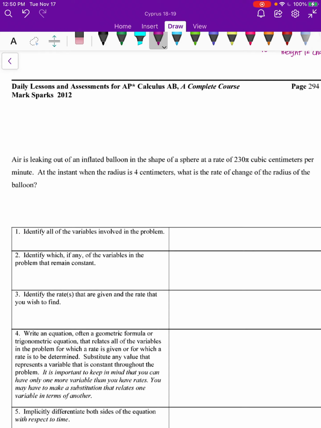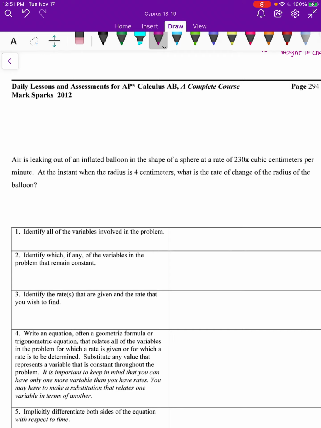Okay. So we have air that is leaking out of an inflated balloon in the shape of a sphere at a rate of 230 pi cubic centimeters per minute. At the instant when the radius is 4 centimeters, what is the rate of change of the radius of the balloon? Okay, so I have this chart here to identify the steps for solving these kinds of related rates problems.